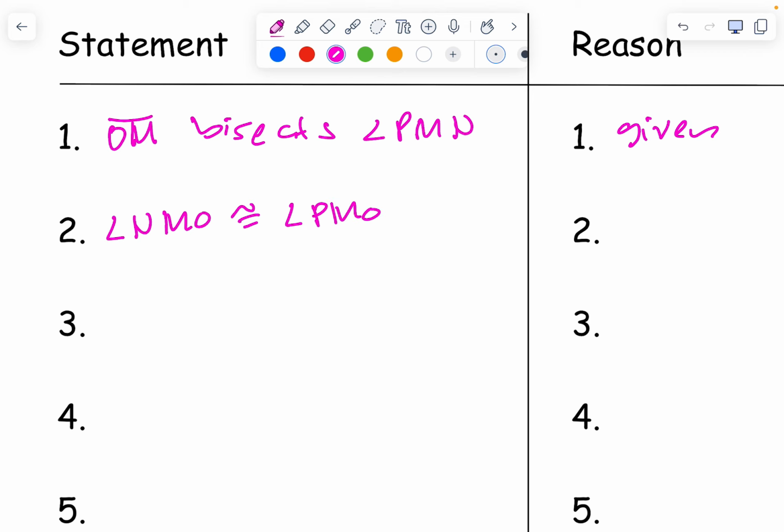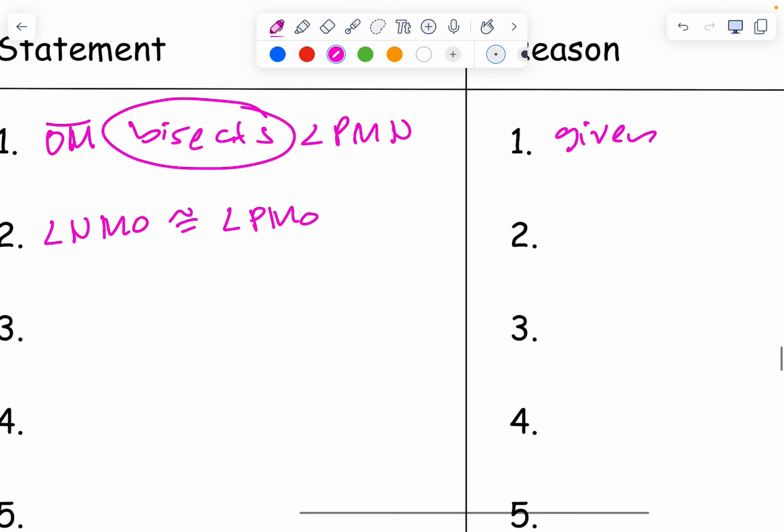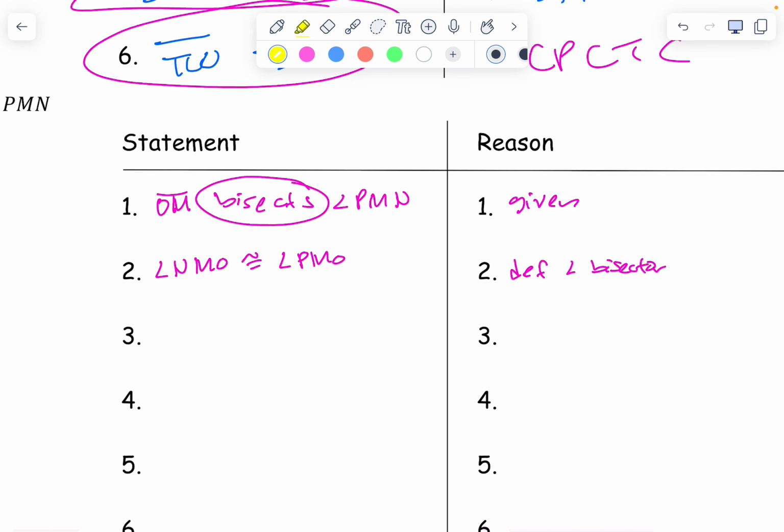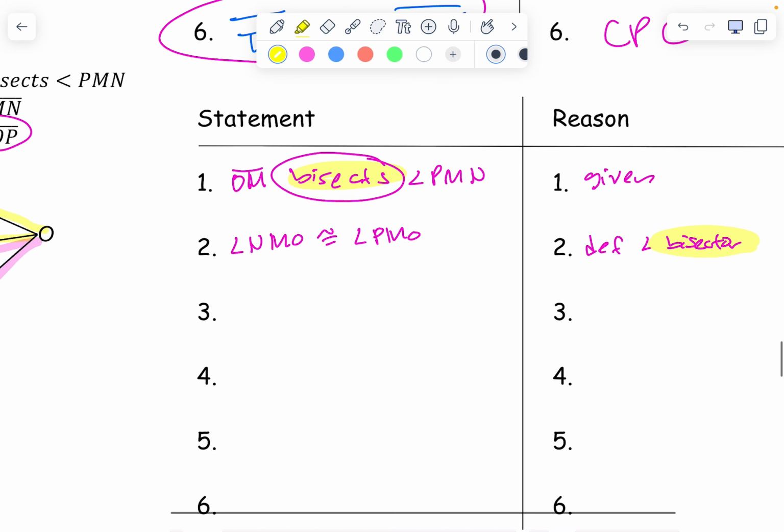And keep in mind the reasoning matches diagonally. So this is not definition of segment bisector, but what? Definition of angle bisector. If you just say definition of bisector, you're not going to get credit for it, so be really careful. So let's highlight the two pieces that match. If I have bisect on the statement, the next reasoning on the second one must match. Are we good?